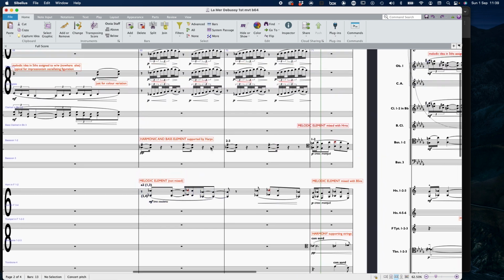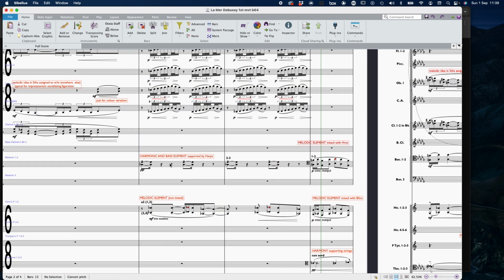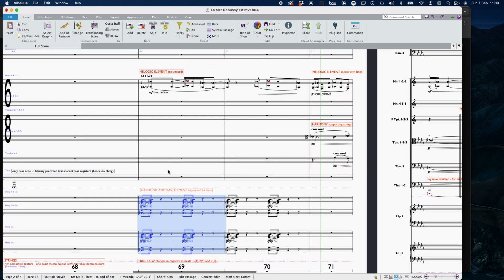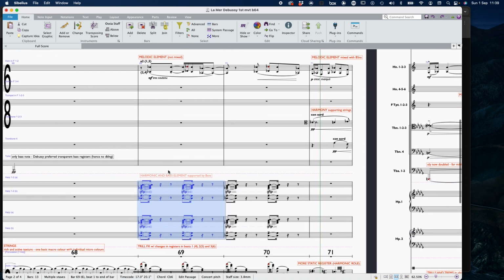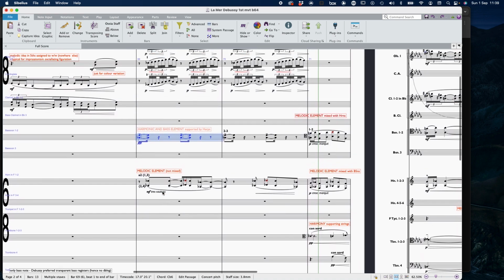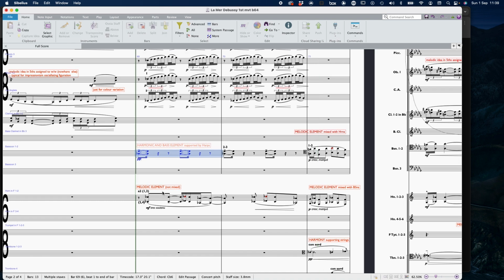So it's sort of melodic element, and then we've got a harmonic and bass element, which is supported by just harps. So again, it's chords and the bass, which is just the lowest sounding note. I don't think anything else is doing that. Nope.